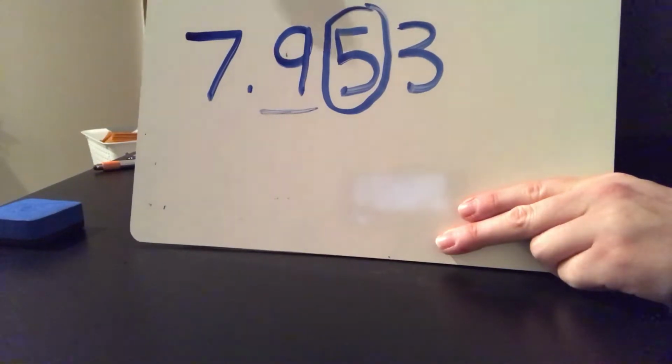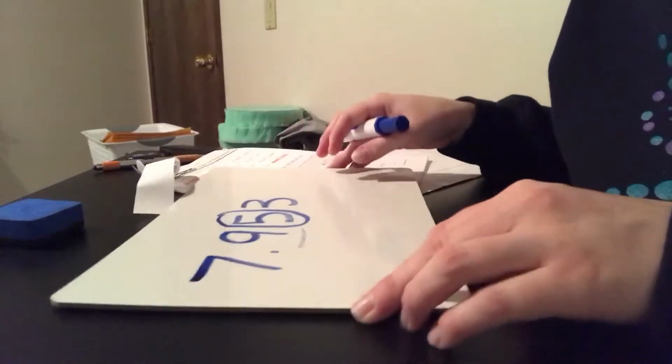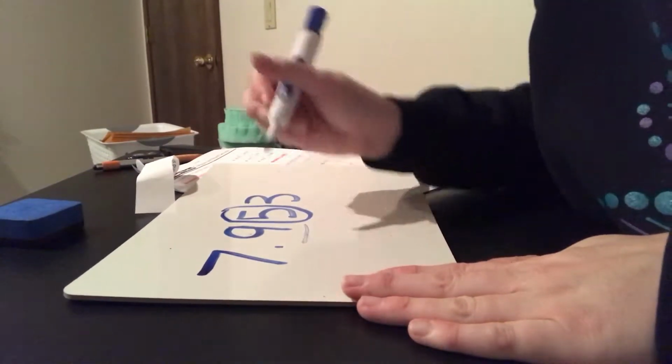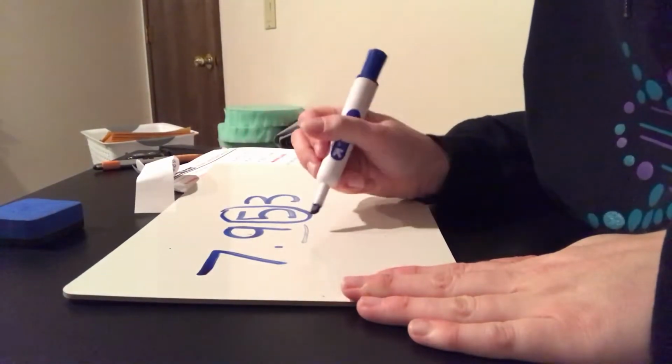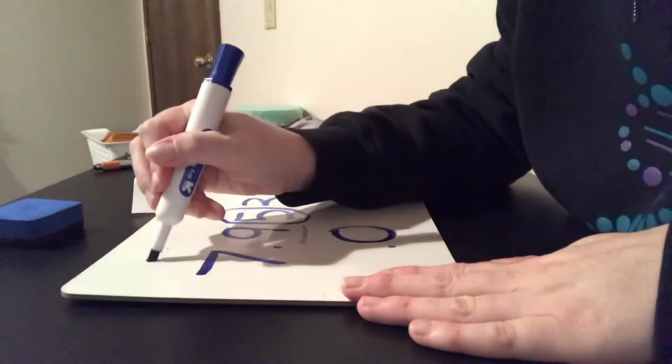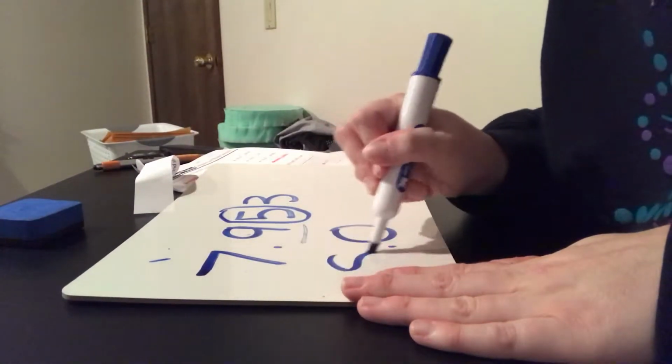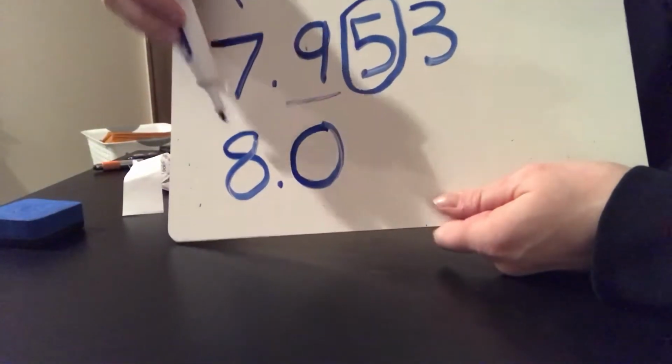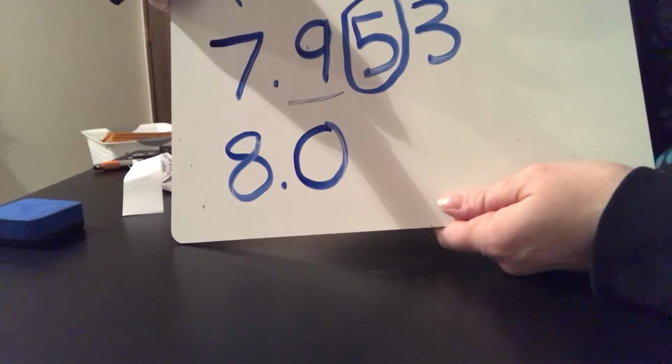So the answer is going to look like this. Oops, I'm trying to do it on camera still. So when the 9 is going to be rounded, it's going to round to a 0, and I'm going to need to carry that 1 over. So rounded, the answer is 8 and 0/10.